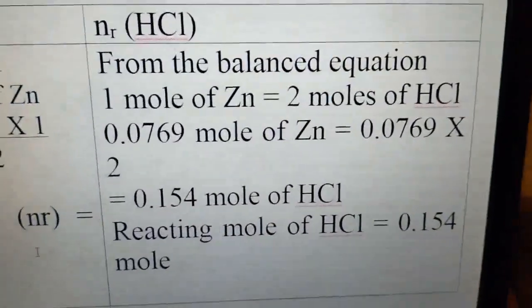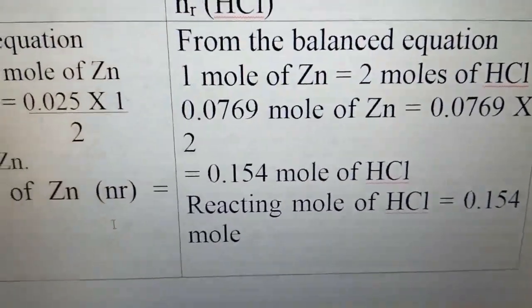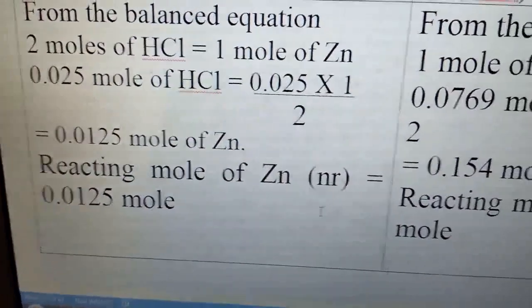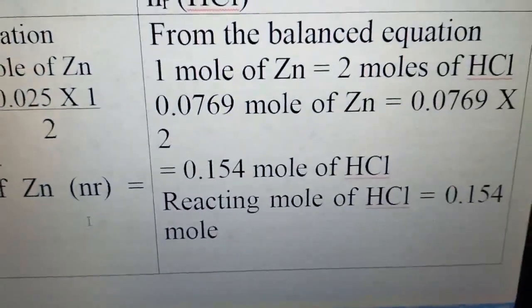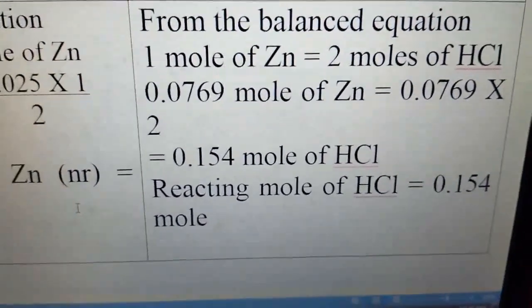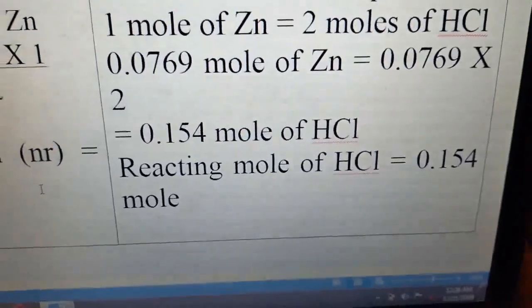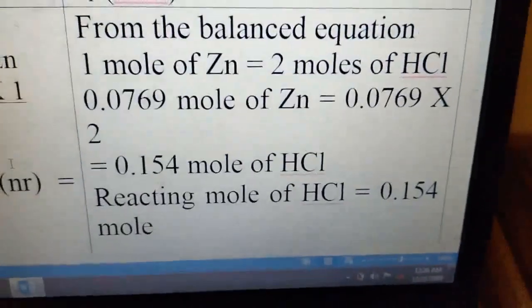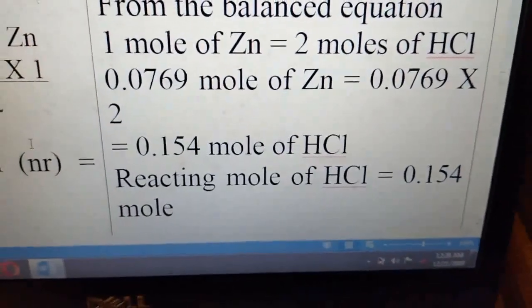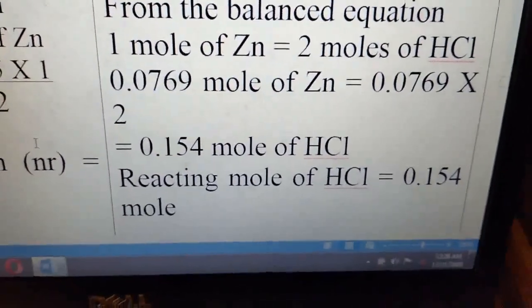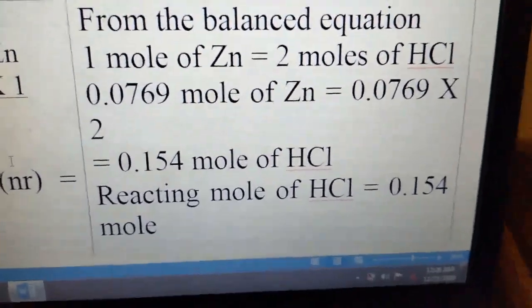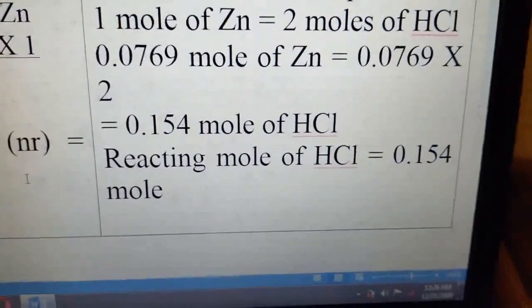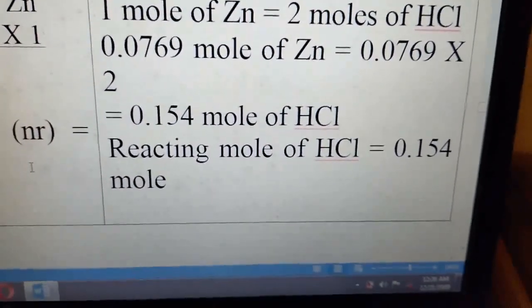Then we'll go to HCl. From the balanced equation, the same thing, we just swap the statement. 1 mole of zinc is equivalent to 2 moles of HCl. Therefore, we are working with zinc. The number of moles of zinc is 0.0769 moles. We react with 0.0769 times 2, and that will give us 0.154 mole of HCl.